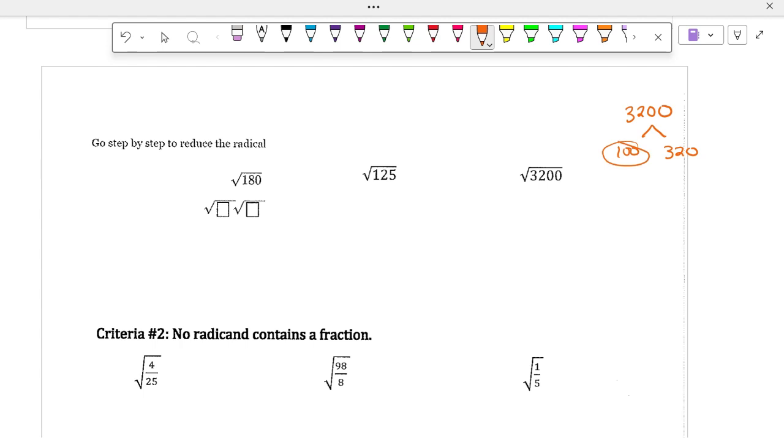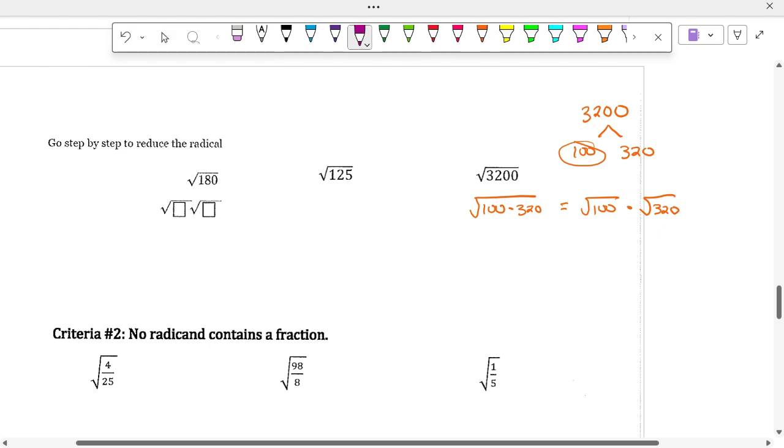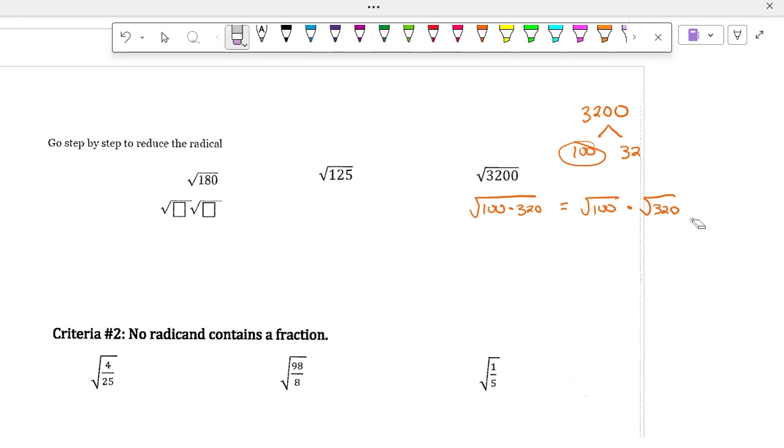So let's just go ahead and do the first simplification. Remember, we can rewrite this as the square root of 100 times 3,200. So this is the same thing as the square root of 100 times the square root of 3,200. And what's the square root of 100? Nope. Wait. Yeah, you're right. All right, so what's the square root of 100? 10. So this would be 10 square root 32.